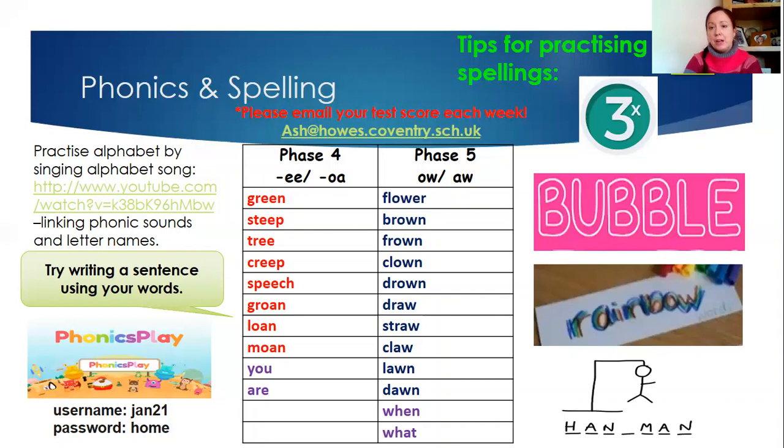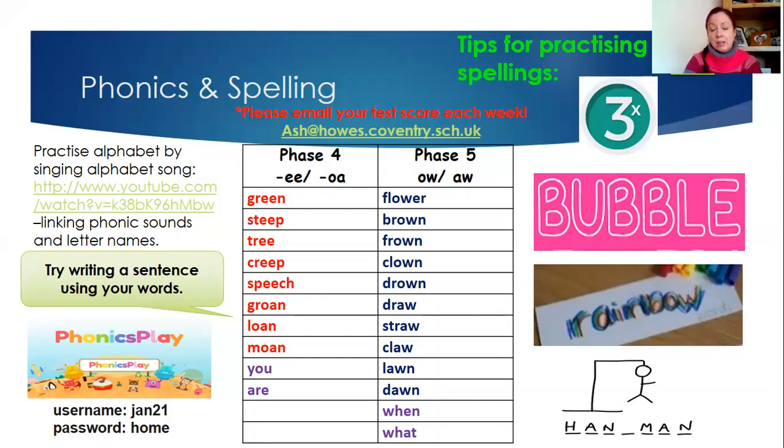So the tips for practicing those spellings, as usual, are writing them out 3 times using our look, cover, write, check technique, having a go at bubble writing or rainbow writing those words, getting somebody to play hangman with you, so practicing and thinking about the letter order and the different phonemes that we're using this week, and then also having a go at writing some sentences using those words.